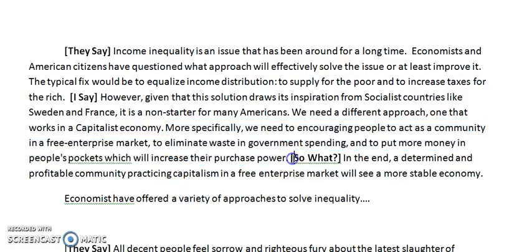And then the so what. In the end, a determined and profitable community practicing capitalism and a free enterprise market will see a more stable economy. That's the payoff. And then that's the intro, and then I just put the first sentence of the next paragraph. Economists have offered a variety of approaches to solve inequality. See how it kind of circles back to the they say and launches into it in a more expanded version. And then you would follow by your own argument, and then finally the so what.